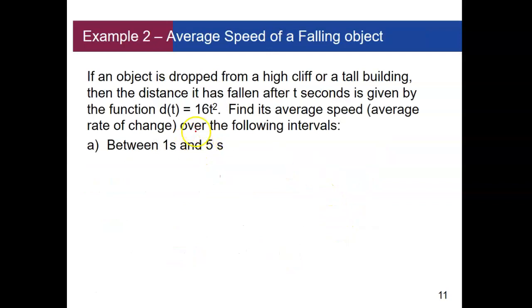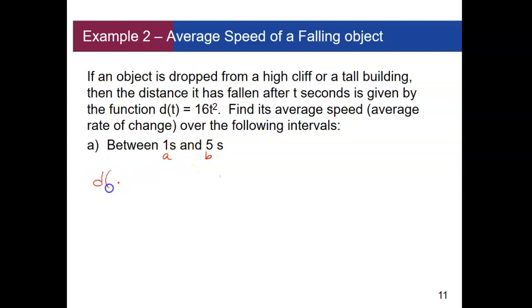Okay, here's one. If an object is dropped from a high cliff or a tall building, then the distance it has fallen after t seconds is given by this distance function here. We want to find the average speed, which is the same thing as average rate of change, over the following interval. So our interval here is from 1 to 5. So this is our A and our B.